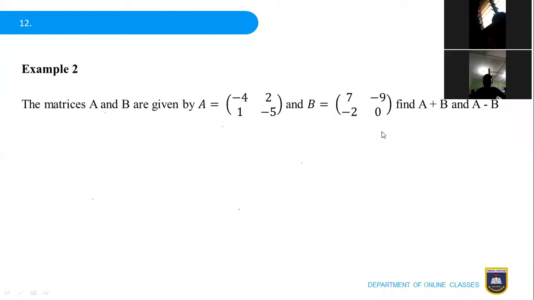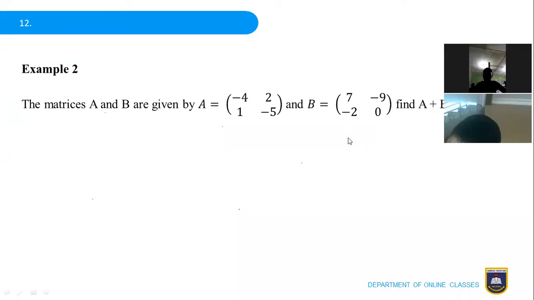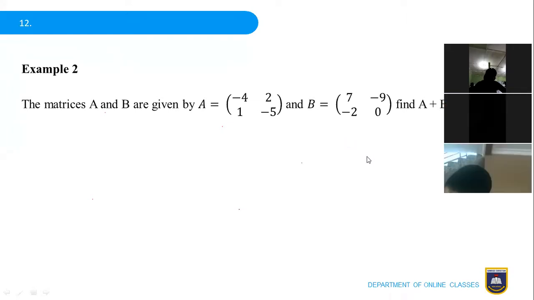Edogake Emmanuel, can you give us your answer? Okay, Chantal, give us your answer. So I had 3, negative 7, negative 1, negative 5. Okay, that's your answer. Tenu? Same thing. The matrix entries 3, negative 7, negative 1, negative 5. Okay. Frank Nukunu.